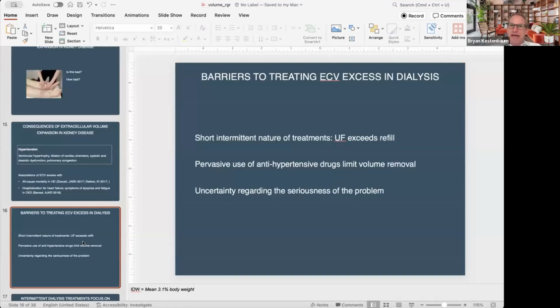What's so bad about having an extra liter or 2 or 3 on board? It could be terrible, or it could be not so bad. And so we don't have enough clear data. And I think because this is a historical problem, we maybe downplay it to some extent.